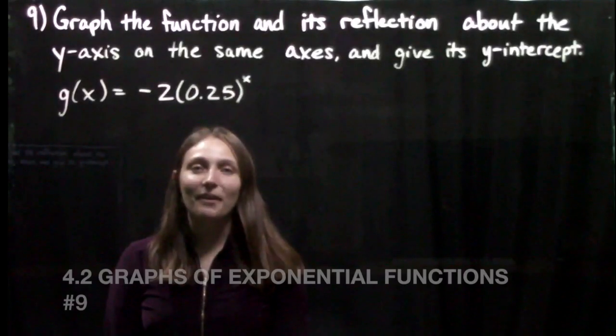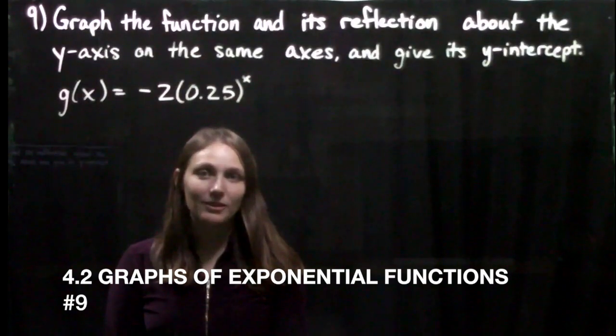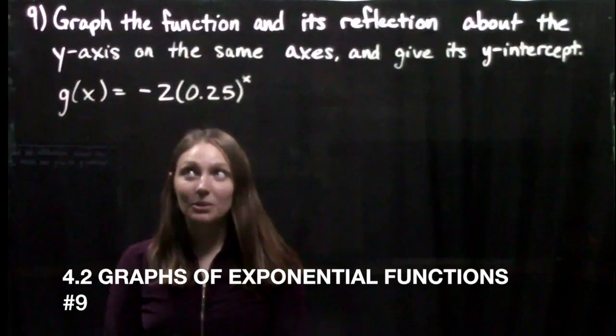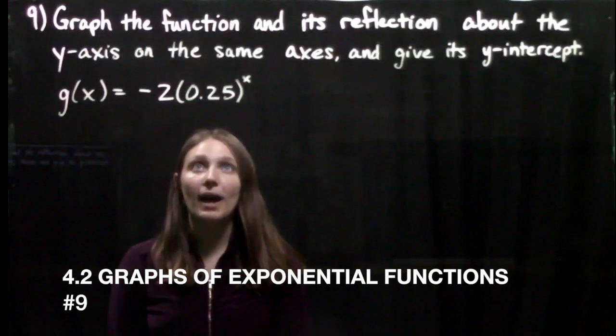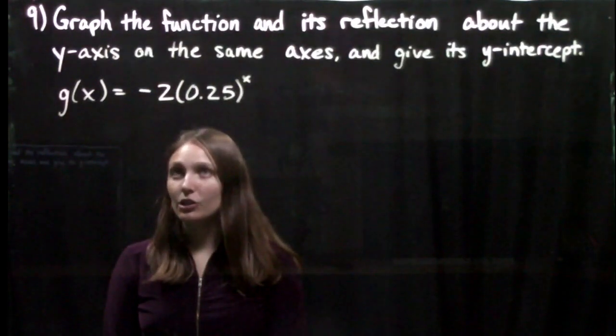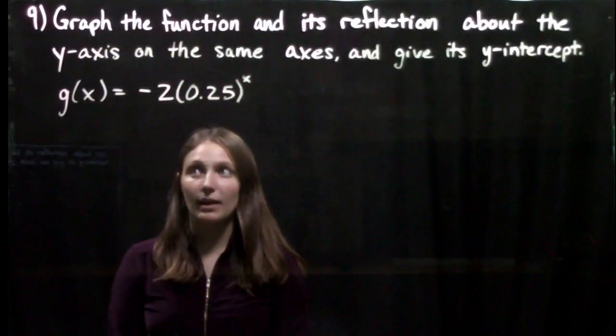Hey guys, in this video we're going through chapter 4 on logarithmic and exponential functions, and we're in section 2 on graphs of exponential functions. In this video we're doing problem number 9, which says graph the function and its reflection about the y-axis on the same axes and give its y-intercept. And we're given the function g of x equals -2 times 0.25 to the x.